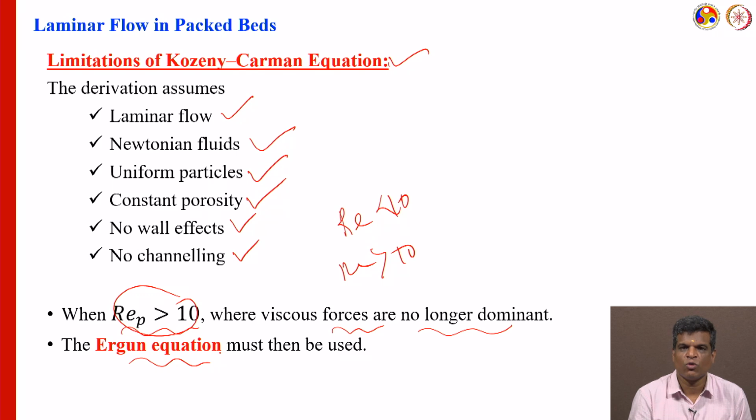The first one is the Kozeny Carman equation. Whenever we increase the Reynolds number, we have to go for the Ergun equation, which is applicable for turbulent flow.